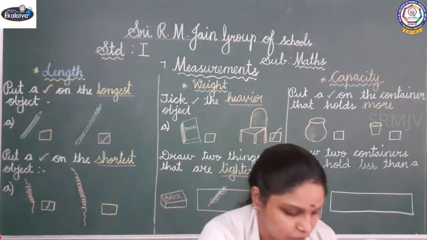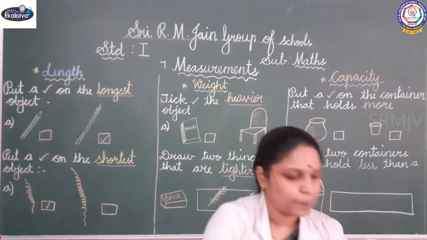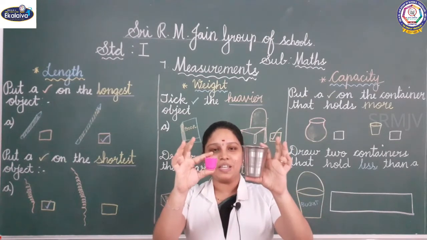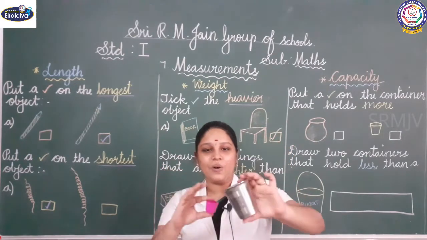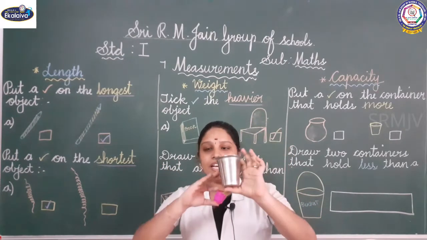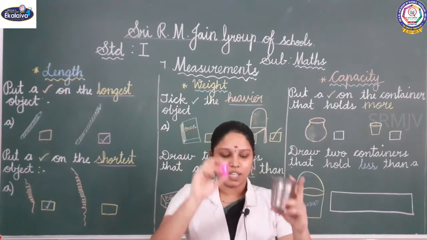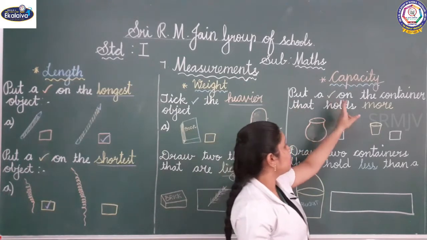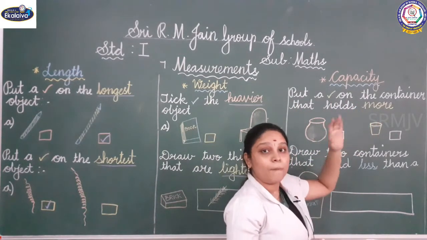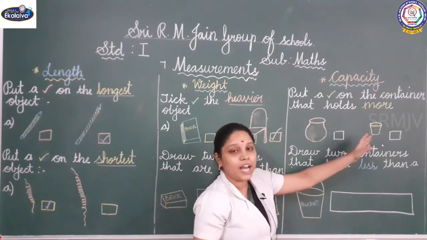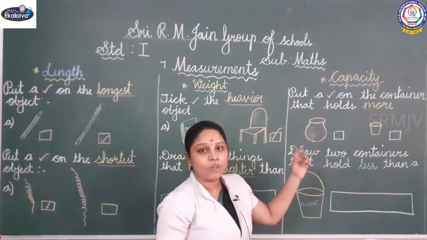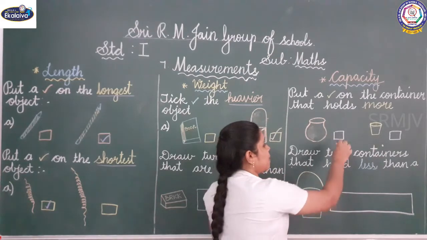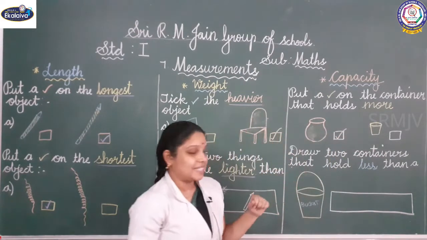See, I have shown some pictures to you. See this one, this is a tumbler and this is a jug. When you compare these two things, which is the bigger one? Yeah, this one. Very good. It has more water in it. This is the capacity of the tumbler. This is the capacity of this jug. Now we will do the exercise. Put a tick on the container that holds more. I have drawn a pot and a tumbler. In which thing will we have more water? Pot or tumbler? Yes, in the pot we will have more capacity.